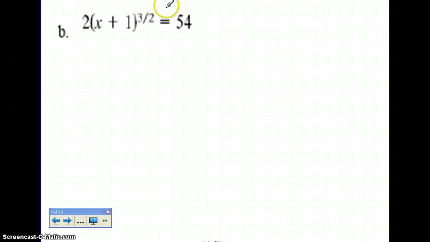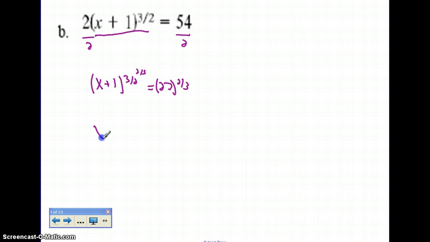We're going to look at this. I want to get this by itself first, so I'm going to divide both sides by 2. So I have x plus 1 to the 3/2 power, and that should equal 27. I'm going to take both sides to the 2/3. I got x plus 1 equals the 3rd root of 27, to the 2nd power. That's 3 squared, which is 9. x plus 1 equals 9, so x is 8.